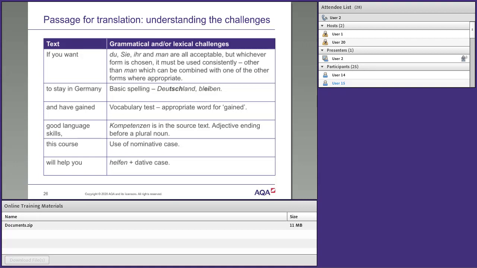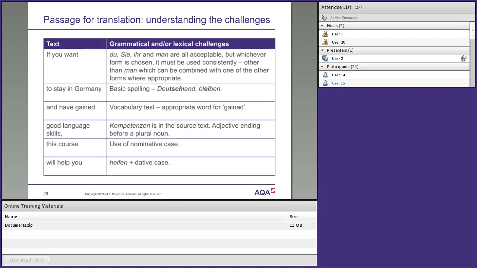translation, other than man, where sometimes man might be used and combined with something else if it's being used to avoid a passive, for example. To stay in Germany, basic spellings here, the SCH, the EIIE type thing. So again, that should be something that students are used to looking for and spotting and thinking about.